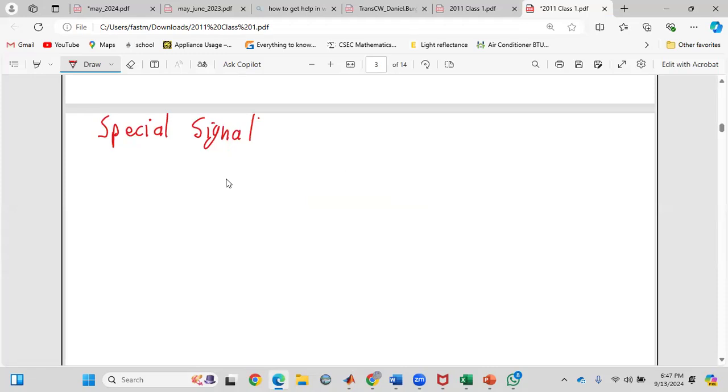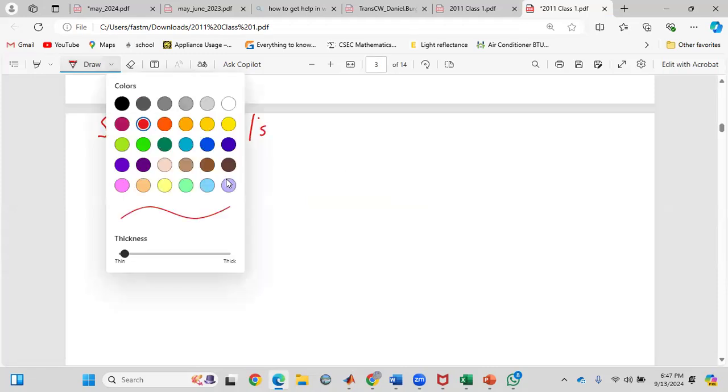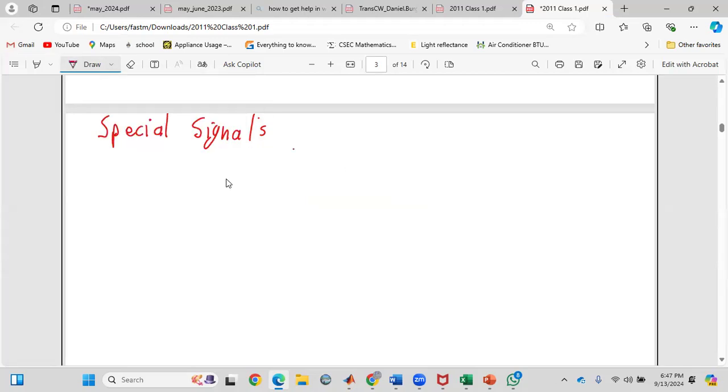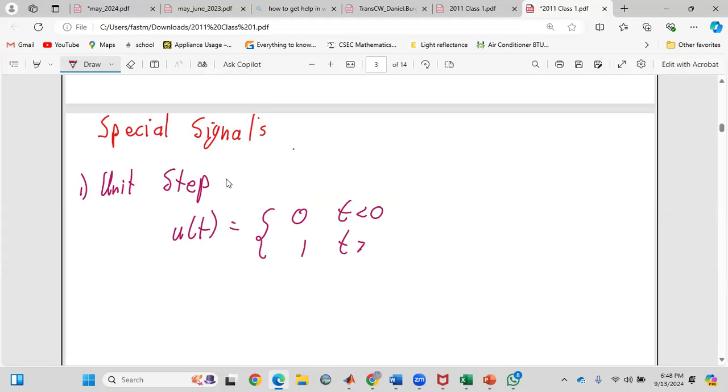So these are the main types of signals you will see coming up in this course, right? So the first one is a unit step. That's denoted by u(t). The piecewise for that is 0 when t is less than 0, and 1 when t is greater than or equal to 0. Hence the name unit. And it looks something like this.